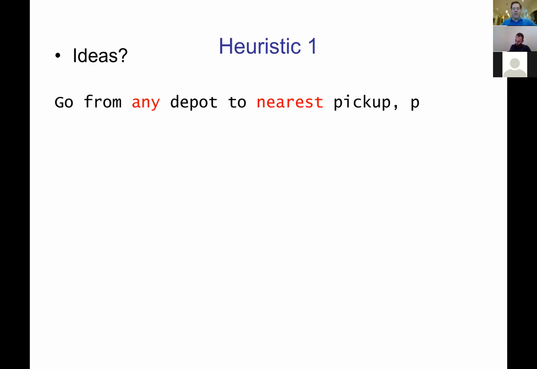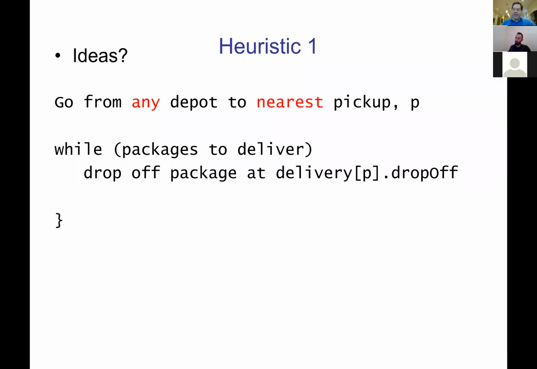So let's go from any depot. We can start at any depot we want, and let's check for all those depots what's the nearest pickup. We know we have to pick something up first, so let's go from there. From every depot, let's check what the nearest pickup is. Whichever one of those gives us the smallest travel time, we can call find path to find that out. We're going to start at that depot and go to that pickup. And then we're going to have to go through all of our other pickups and deliveries.